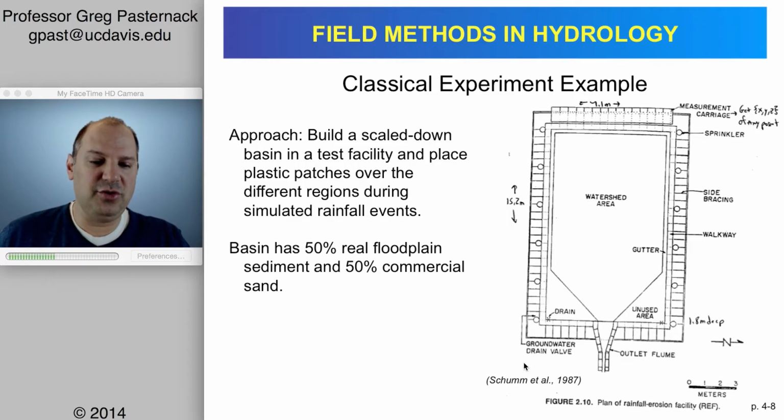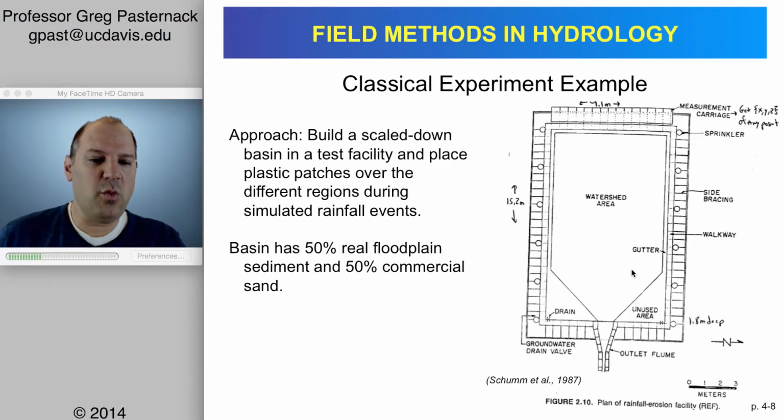It's from Schum et al. 1987. It's called the Rainfall Erosion Facility. It's in Arizona. It's a very large facility. I mean, like 15 meters, that's like about 50 feet long. I think that's 7.1 meters wide, and then almost 2 meters deep.